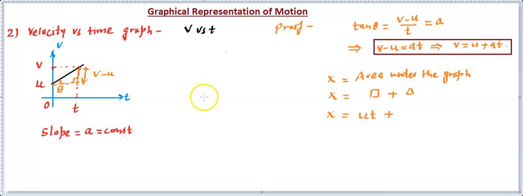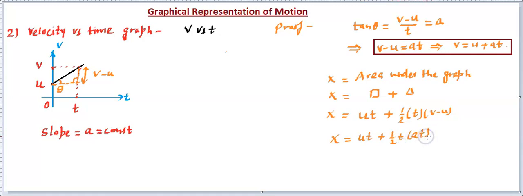Can you see the area of this triangle? Yes, we can see that the area is going to be half base, which is t, into height, which is v minus u. So that becomes the position x as a function of t and v. Now we can put the value of v if we are interested. So v minus u is equal to at, and we can substitute here. So x will come out to be ut plus half t into at.